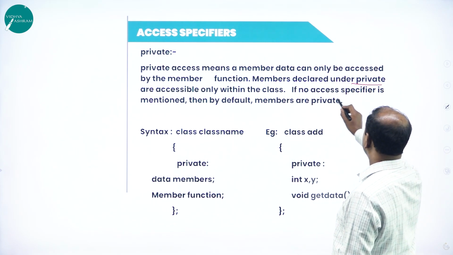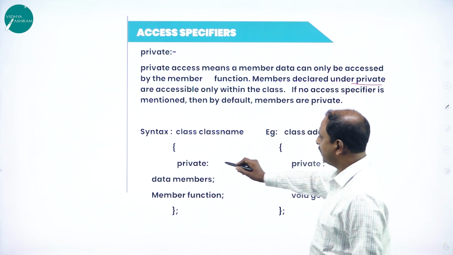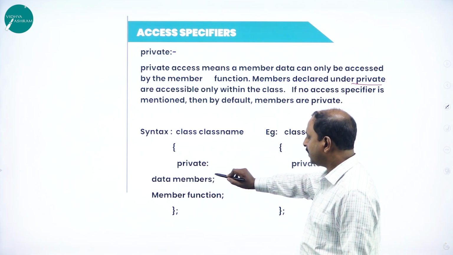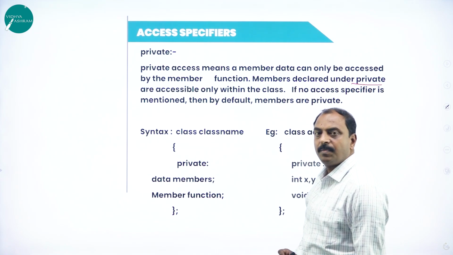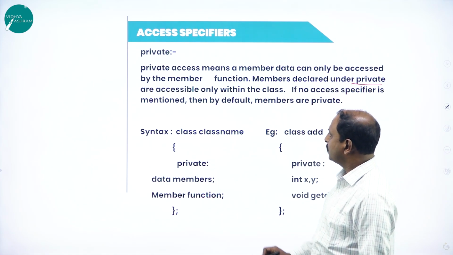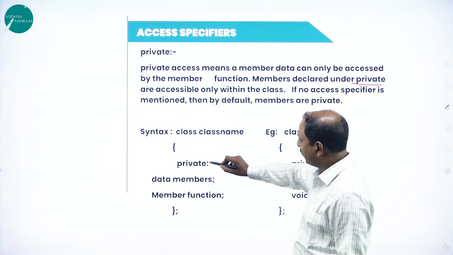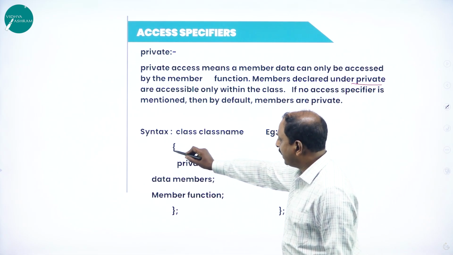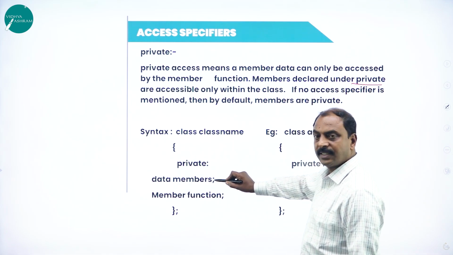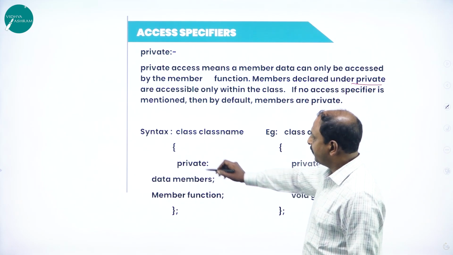So if no access specifier is mentioned, then by default it is private. Here we have mentioned this reserved word, the private access specifier, and if you don't mention this, by default it takes them as private data members. So the meaning is the data members under private are accessible only within the functions, and these data members are accessible only to these functions which are declared within the class.